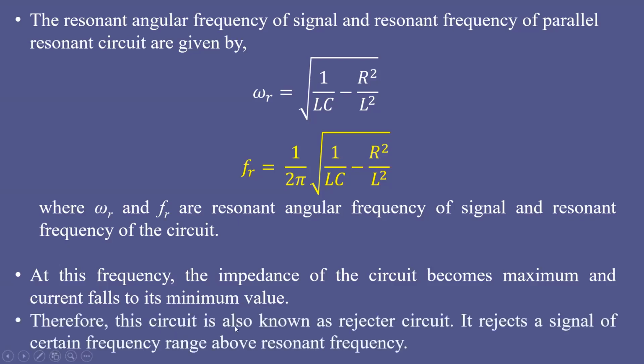Therefore, this circuit is also known as rejector circuit. Since current becomes minimum, it is also called a rejector circuit. It rejects the signal of a certain frequency range above the resonant frequency. Therefore, the parallel resonant circuit is called a rejector circuit. The series resonant circuit is called an acceptor circuit. Okay, it's a selective circuit. The series resonant circuit is called a selective circuit and the parallel one is called the rejector circuit.